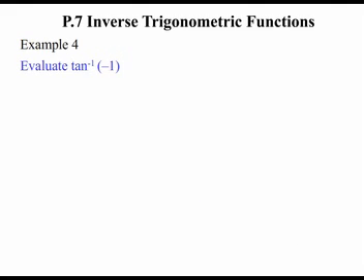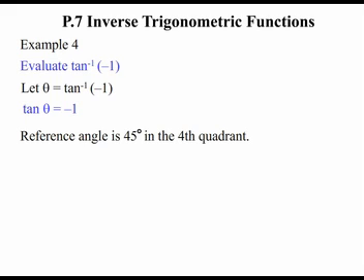So we're going to evaluate tan inverse of negative 1. Well, if I let theta equal tan inverse of negative 1, I'm going to take the tan of both sides. So I'll get tan theta is equal to negative 1. Reference angle is 45 degrees, and we're in the fourth quadrant because it's negative. So that's just going to end up being negative pi over 4.